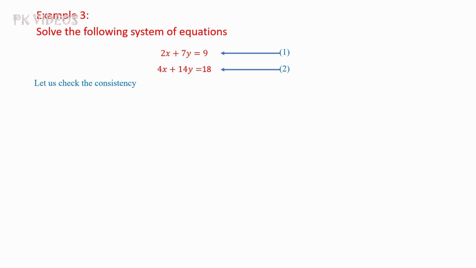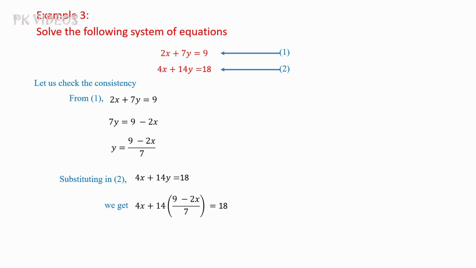Let us check the consistency. From equation 1, that is 2x plus 7y equals 9, we rearrange to make y the subject and we get y equals 9 minus 2x over 7. Then we substitute this value in equation 2, 4x plus 14y equals 18, replacing the value of y, and here all the values of x get eliminated and we get 18 equals 18, which is true.